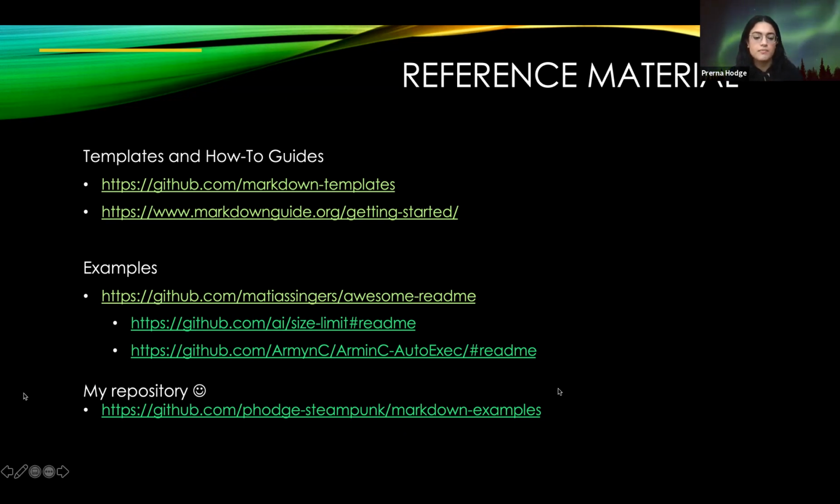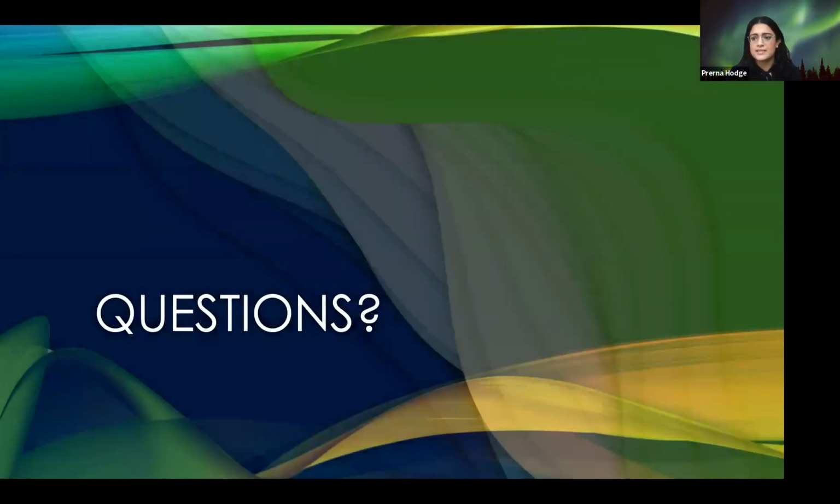Finally, you can also use my repository. So again, where all of my examples came from is public. I encourage you guys, if you want somewhere to get started, or if you want a refresher, you can go back there. My GitHub is phodge-steampunk, and then it's just Markdown examples. So you can always use that as well. Okay, apologize that my links are not working. I hope that was helpful.